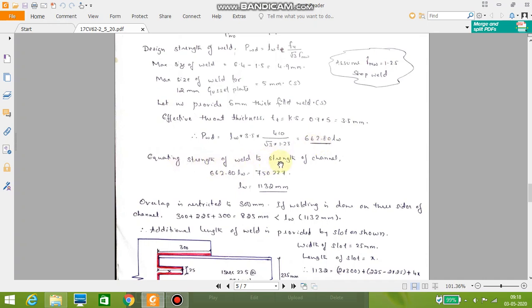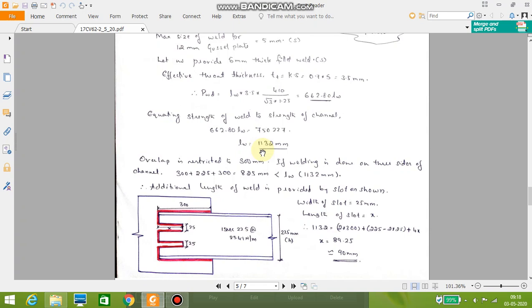Now equating strength of the weld to the strength of the channel, we get length of the weld equal to 1132 mm. This 1132 mm we cannot provide if we go for an ordinary fillet weld, because here we get 300, here maximum we can get 225, and on this side we can get 300. So total it will be 825 mm, but the actual length of the weld to be provided is 1132 mm. So almost 307 mm extra we have to provide.